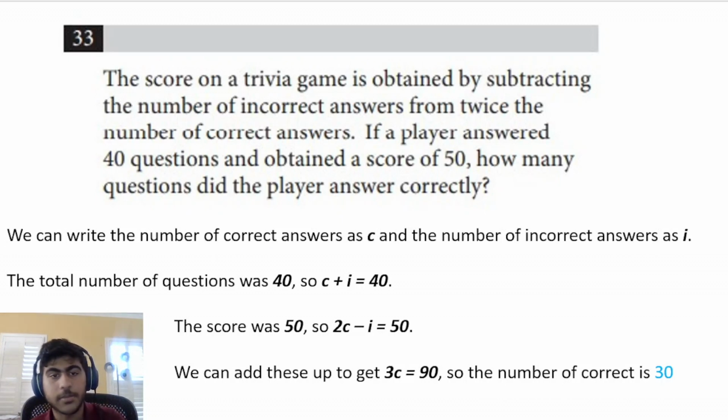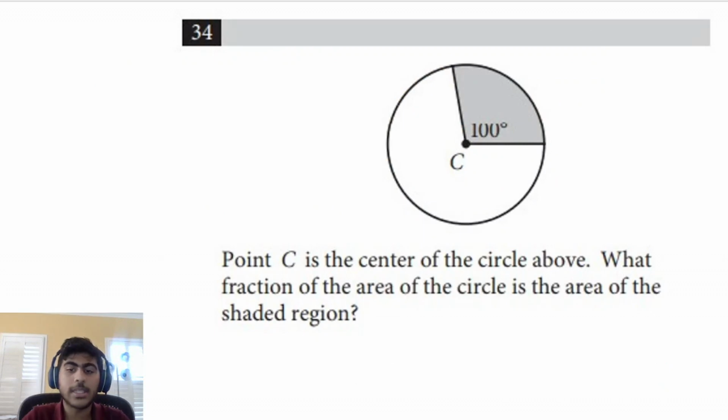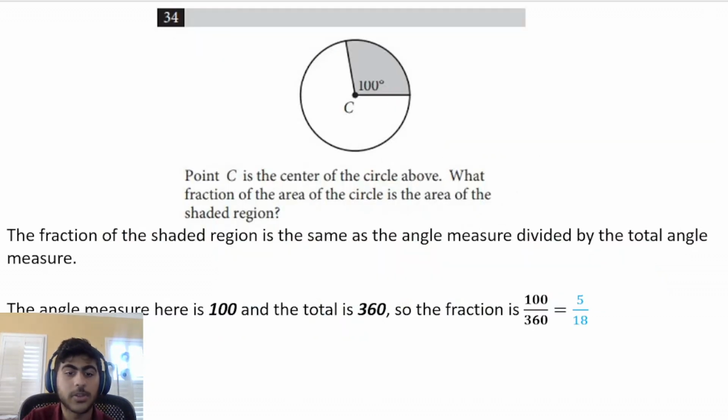Let's keep going. Point C is the center of the circle above. What fraction of the area of the circle is the area of the shaded region? Well, the fraction of the area of the shaded region is going to be the same as the fraction of this angle, this 100-degree angle, relative to the whole circle. So the angle measured here is a 100-degree angle, and the total is 360 degrees. So the fraction is 100 over 360, or 5 over 18.